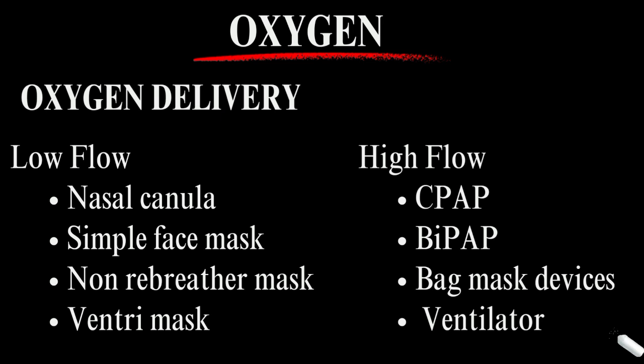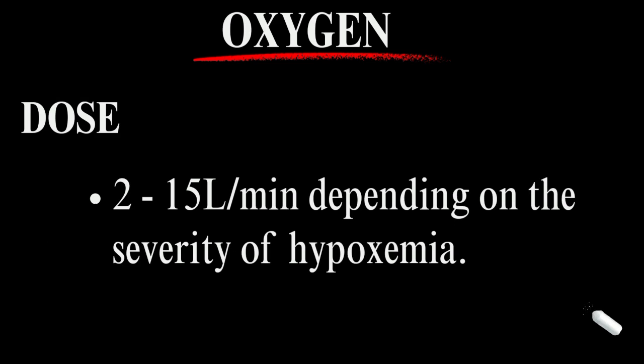And for the high flow, we have continuous positive airway pressure, which is CPAP, bi-level positive airway pressure, which is BiPAP, bag mask devices, and ventilator. The delivery device used is based on oxygen requirements and also the flow rate. So the dose is usually 2 to 15 liters per minute depending on the severity of hypoxemia.